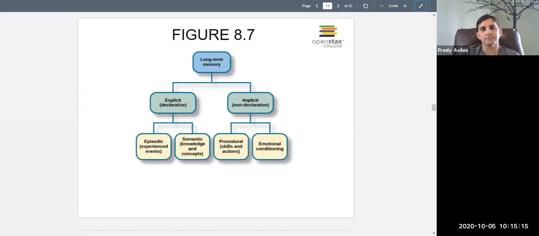Here's a flowchart to help put it together. So there's different kinds of long-term memory. Long-term memory can be broken up into implicit, non-declarative memories. That includes procedural memories, skills, and actions, and emotional memories, right? Emotional conditioning, classical conditioning stuff, right? And long-term memories can also be broken up into explicit memories or declarative memories, things you can declare or talk about. That includes episodic memories, so specific events, things that happened to you, things you remember, things you did, right? And then semantic memories, things that have to do with words, knowledge, concepts, numbers, information, right?